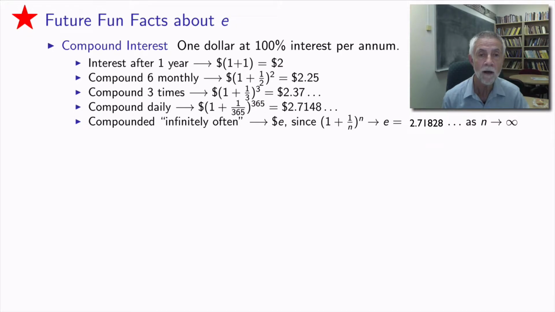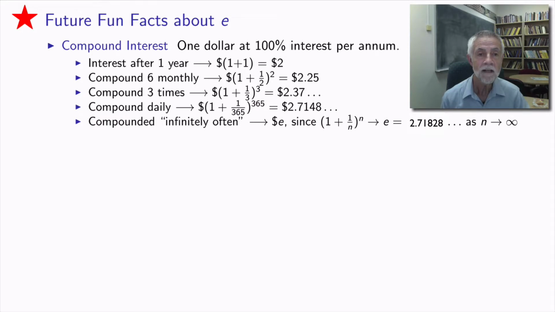After 2 days, (1 plus 1/365) squared. After 3 days, (1 plus 1/365) cubed dollars, and so on. And if you calculate that out at the end of the year, after 12 months, assuming a year which is not a leap year, you'd have $2.7148.